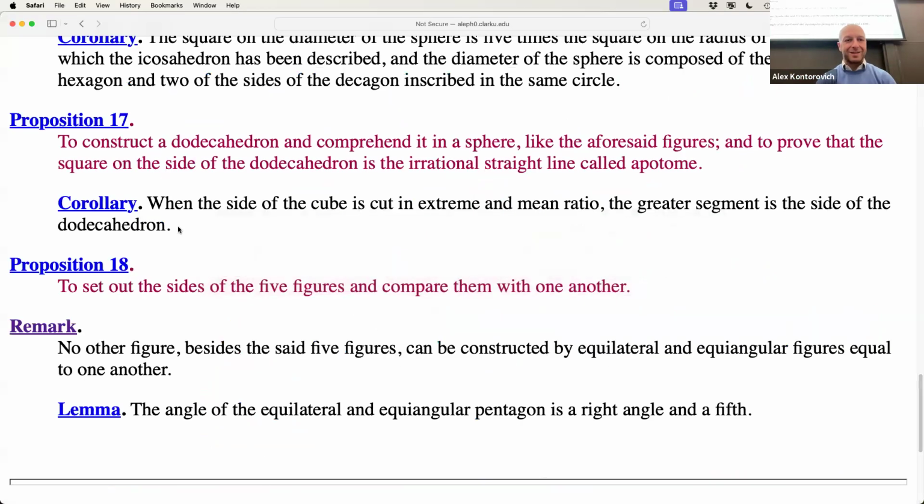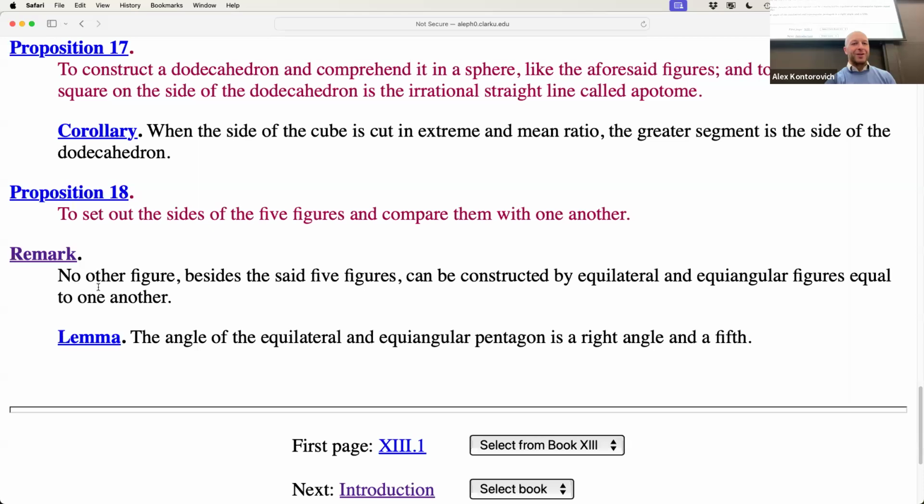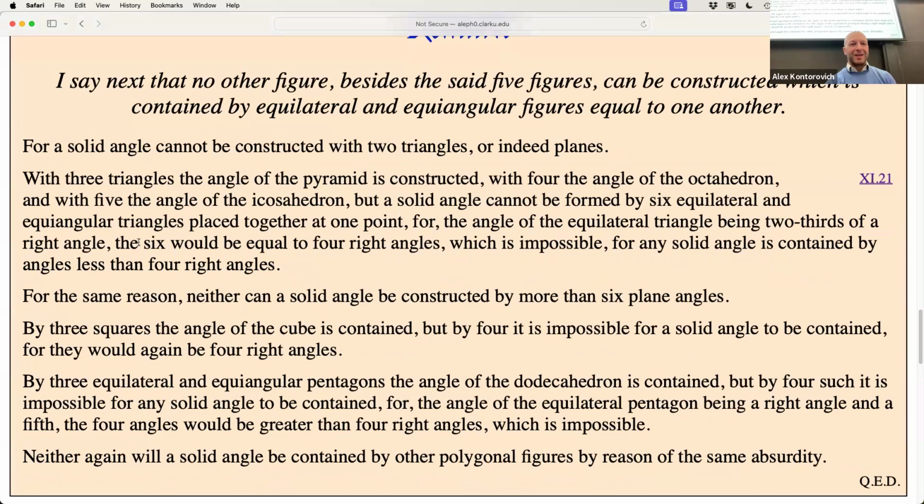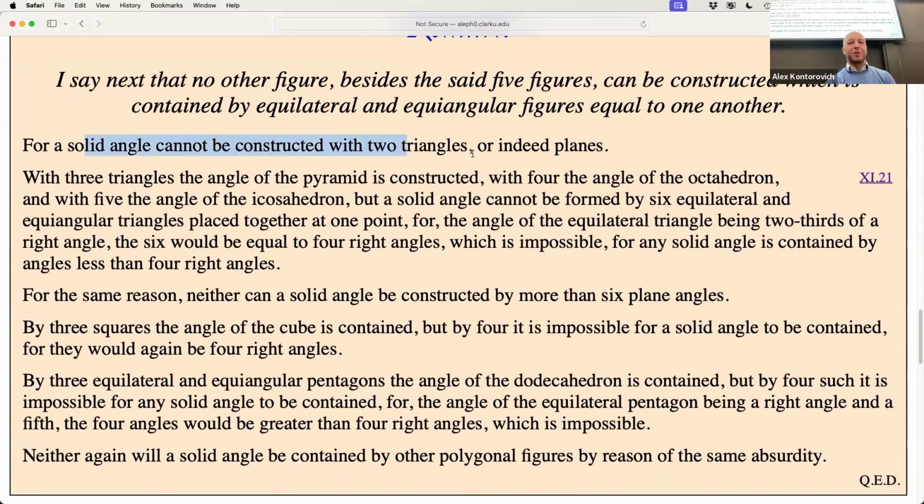And that theorem is this remark. No other figure besides the said 5 figures can be constructed by equilateral and equally angular figures equal to one another. Let's look at the remark. For a solid angle cannot be constructed with 2 triangles, or indeed planes. You need more than 2. With 3 triangles, the angle of the pyramid is constructed, pyramid meaning tetrahedron. With 4, the angle of the octahedron. And with 5, the angle of the icosahedron. He's talking about angles, but that's because he's sort of trying to project everything and understand it from angles.